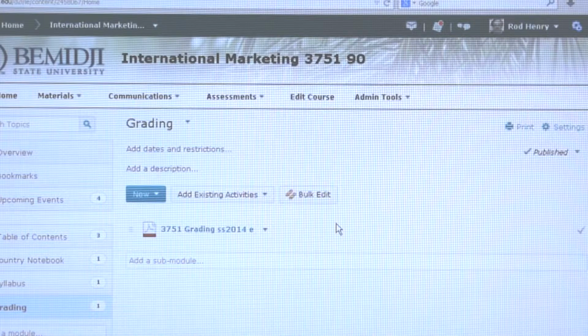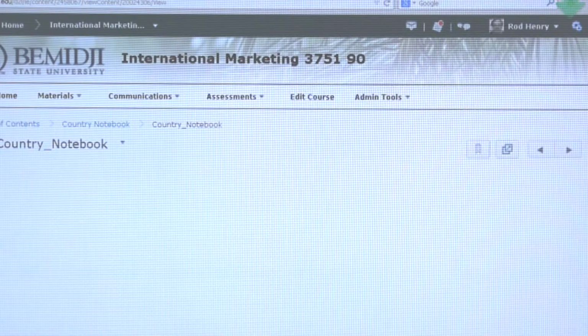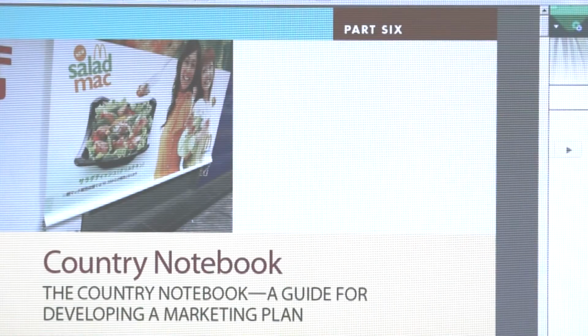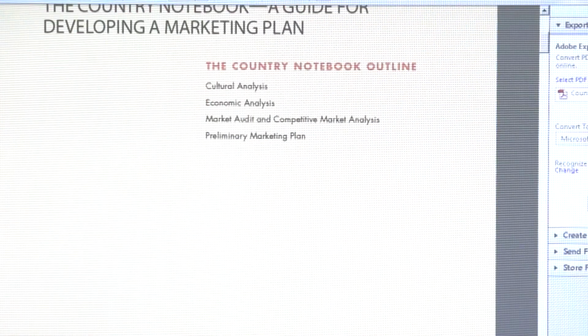Let me show you what we've got here. First of all, if you go to the course home materials section, what you'll find is that we have a thing here called Country Notebook, in which I have supplied you with the outline of the Country Notebook project from the text. This is part of the text. I'm permitted to do this.